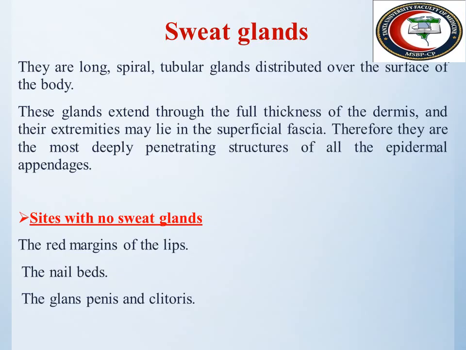Sweat glands are long spiral tubular glands distributed over the surface of the body. These glands extend through the full thickness of the dermis and may extend into the superficial fascia. Therefore, they are the most deeply penetrating structures of all epidermal appendages. Some areas of the body don't contain sweat glands. Examples of these are the red margins of the lips, the nail beds, the glans penis, and the clitoris.